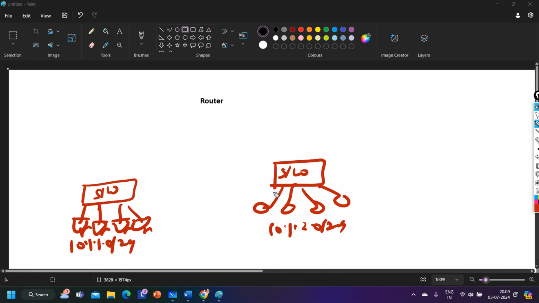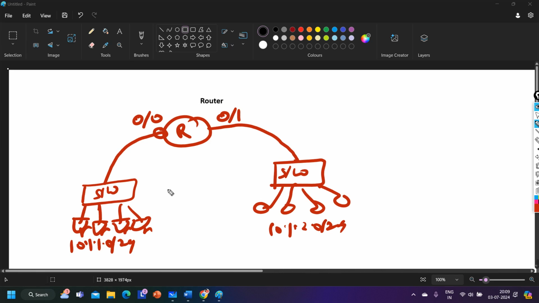So if you want to connect these two networks together, I need to connect with a router, right? So again, the router will have what? NIC. So through the NIC, I can connect this switch and this switch. Again, this NIC will have one port ID that can be 0/0 or 0/1. Correct. Now, how is this router going to forward traffic from this user to this user?